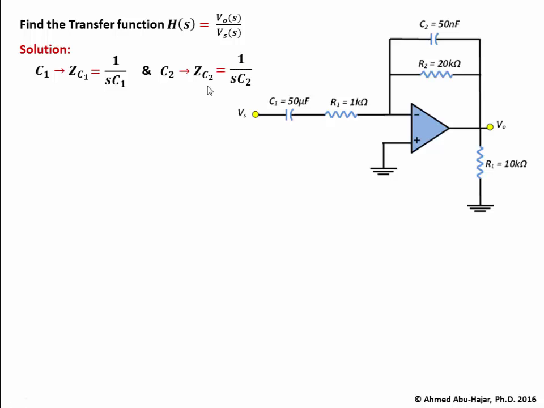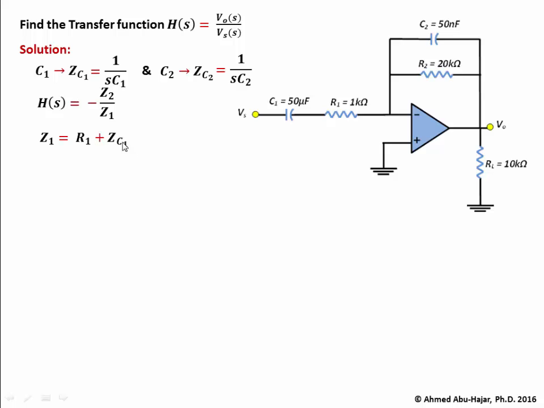Now, we can state that the transfer function is basically H of S, that will equal negative Z2 over Z1. And we know that Z1, which is the input impedance, is basically R1 plus Z of C1, and that is because the resistor R1 and the capacitance C1 are in series. Then basically the equivalent impedance of that is to add them up.